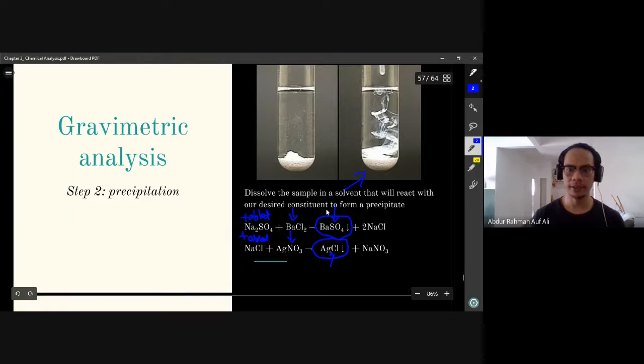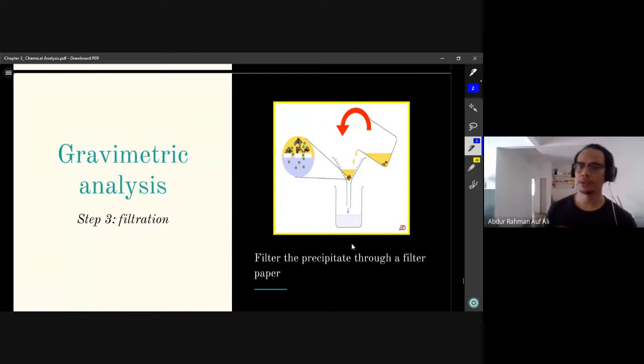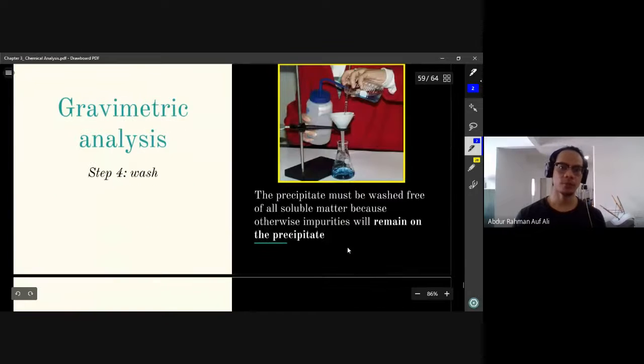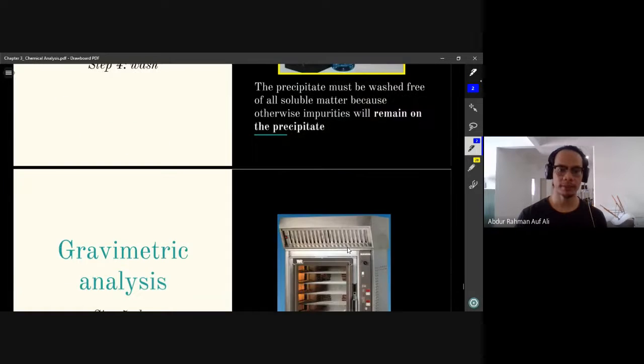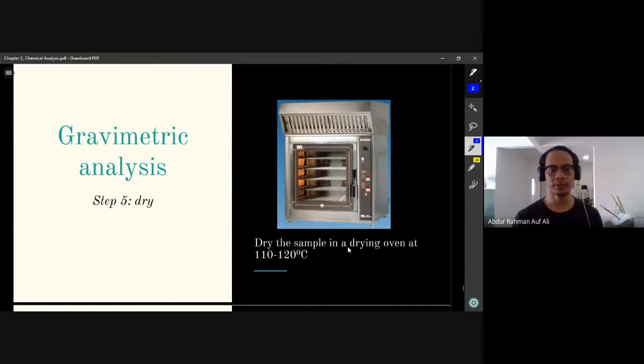Okay, so kita dah extract, kita dah tarik dia keluar from all the other mixture ingredients. So after we have formed the precipitation, kita akan filter. So just use a beaker and a filter funnel and a filter paper, tuang je kita punya solution tadi tu. After that, kita akan wash, kita akan cuci to make sure that there's no residue left on the precipitate. Kita nak bagi dia bersih daripada other impurities. Kemudian kita akan keringkan dia, masukkan dalam drying oven. The temperature varies, but usually from 110 to 120 degrees Celsius.